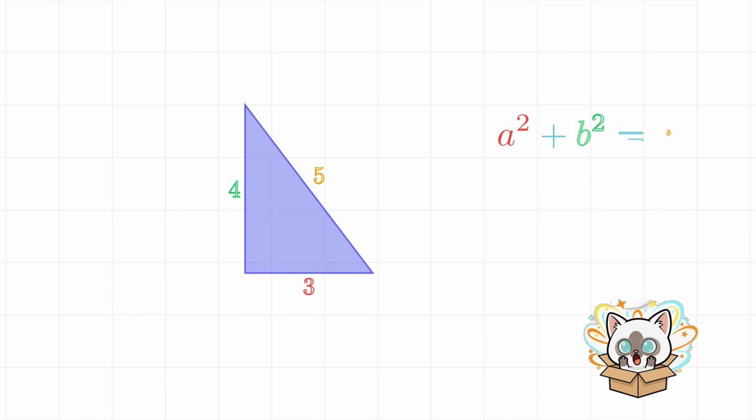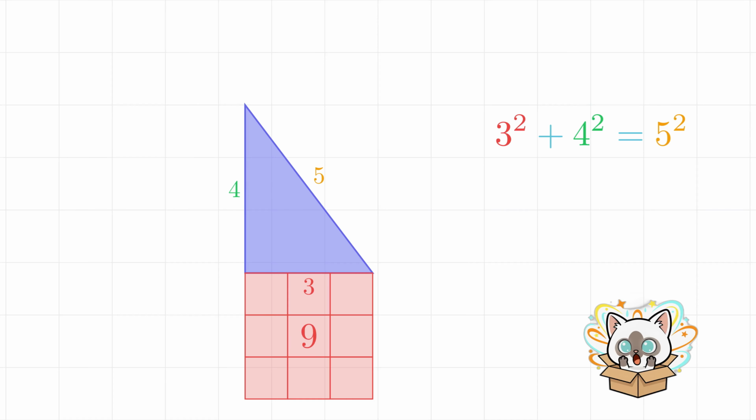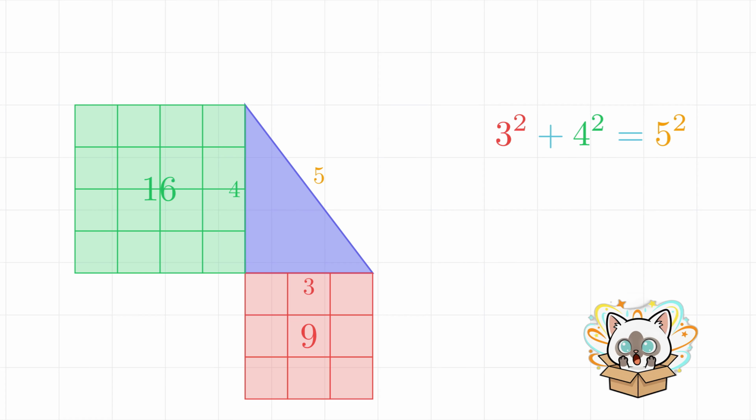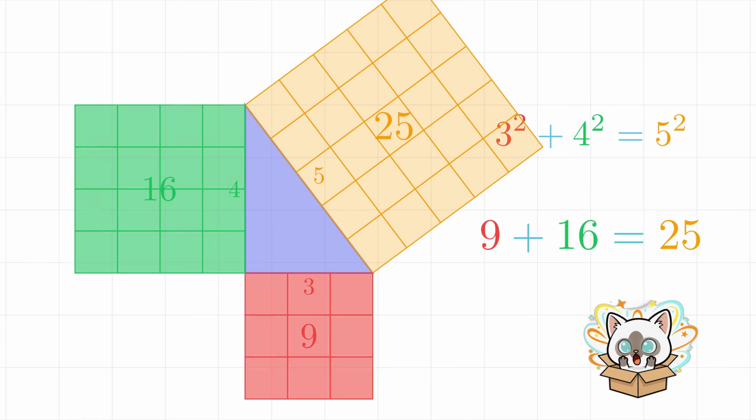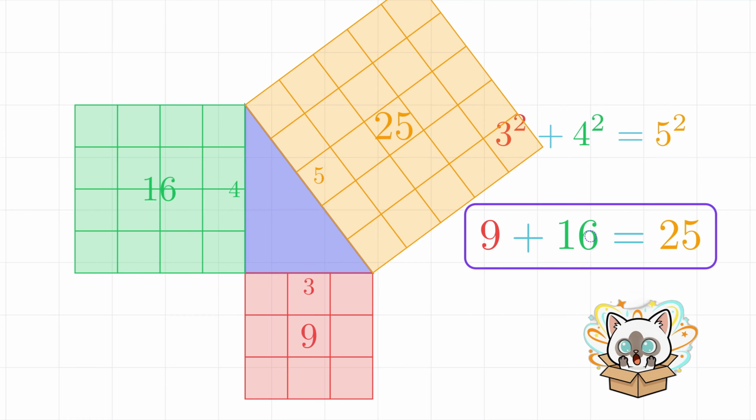Let's put the formula to the test with the most famous right triangle, the 3, 4, 5. If we build a square on the side of 3, we see it contains exactly 9 small squares. The square on the side of 4 contains exactly 16 small squares. And the large square on the hypotenuse of 5 contains exactly 25 squares. If we add the 9 red squares plus the 16 green ones, we get exactly 25. 9 plus 16 equals 25. The formula works perfectly.